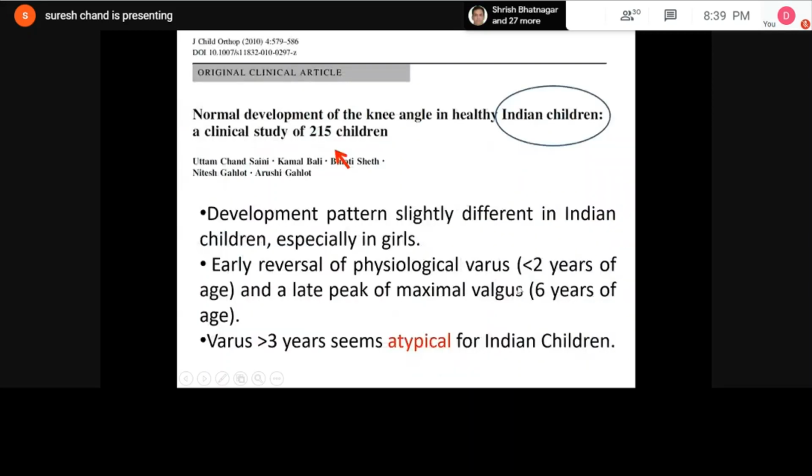Now comes the data about Indian children. This is one of the first studies, done at KEM Hospital, Mumbai, by Dr. Vinoti, and it suggests there is a slightly different pattern in Indian children. Compared to the Western literature, we have early reversal of physiological varus, at less than 2 years, and a late peak of maximum valgus beyond 6 years, especially in girls. The peak valgus might continue up to 7 years of age compared to the Western literature. So, varus beyond 3 years is very atypical for Indian children.